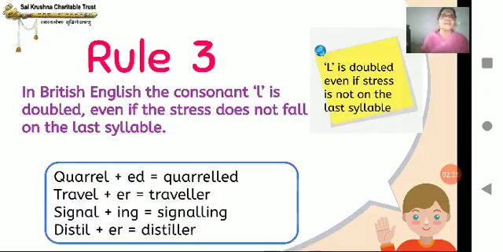Quarrel. How many L's are there? 1. Plus ed becomes quarrelled. What has happened to the L? It has doubled itself. Was there a stress when we said quarrel? Was there a stress on L? No. What is quarrel, children? Argue and fight. Travel. Did we say travel? No. We just said travel. Plus er, L doubles. Traveller. Signal plus ing. Signalling. Distil plus er is distiller.